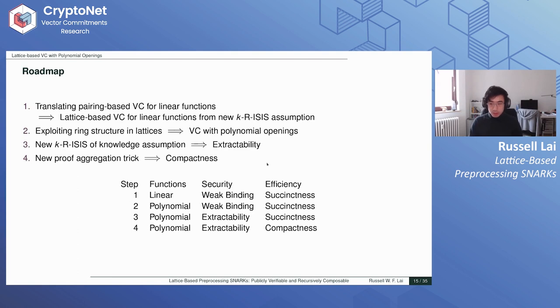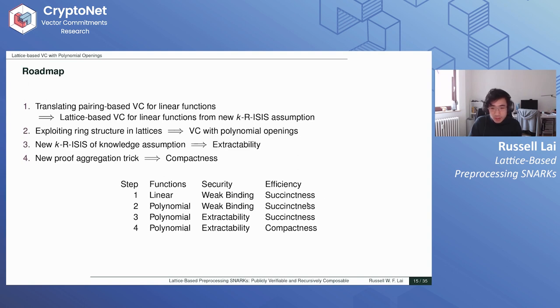So let us get back to our construction. And our construction will consist of four steps. In the first step, we are going to translate a pairing-based VC scheme for linear functions into a lattice-based one. At the same time, we are going to translate a pairing-based computational assumption, which the weak binding property of this pairing-based VC is based on, into a new lattice-based assumption, which actually belongs to a family of assumptions which we call the crisis assumptions. And the weak binding of this lattice-based VC scheme is going to rely on one of these crisis assumptions. And note that after this translation step, we can support linear functions, but the scheme is only weak binding and only succinct, but not compact.